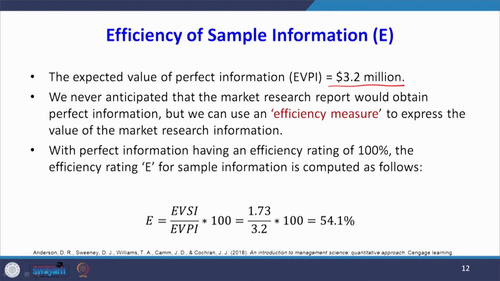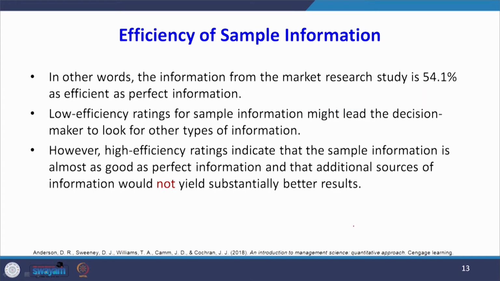So, with perfect information having an efficiency rating of 100%, the efficiency rating E for sample information is computed as follows. Expected value of sample information divided by expected value of perfect information, multiplied by 100. So, 1.73, just now we got it. In the previous lecture we got expected value of perfect information 3.2. So, the ratio is 54.1%. So, what is the interpretation of this 54.1%? In other words, the information from the market research study is 54.1% as efficient as perfect information.